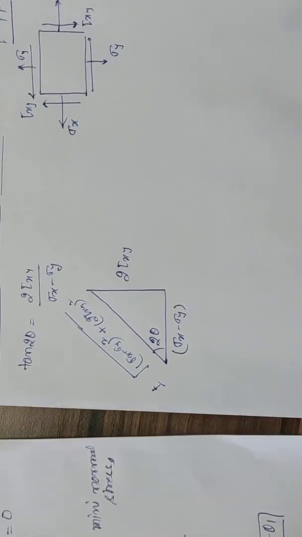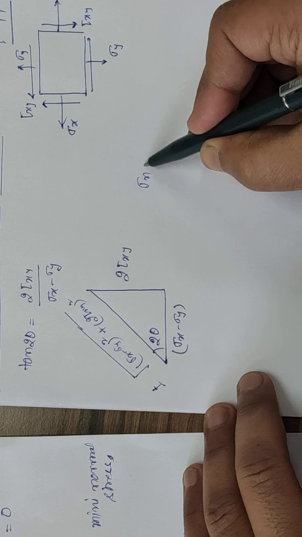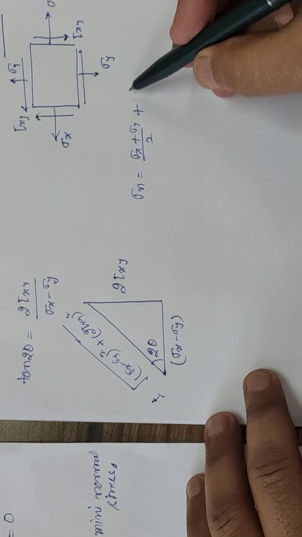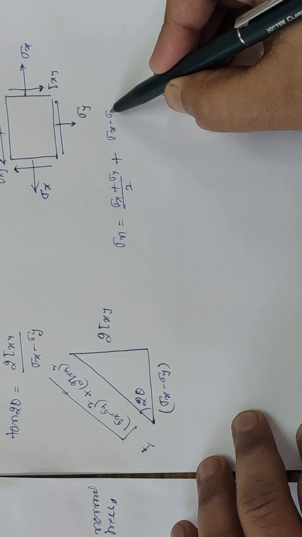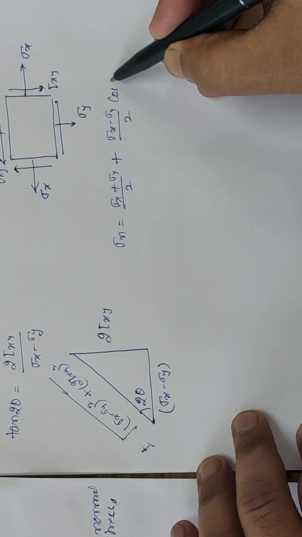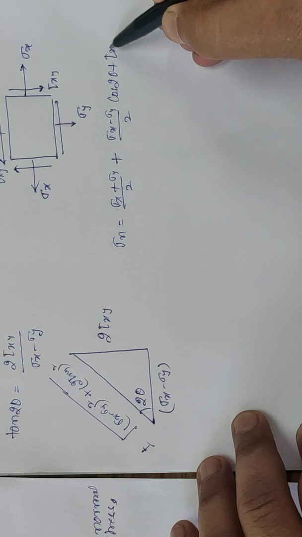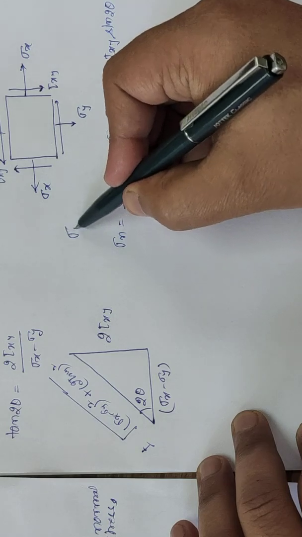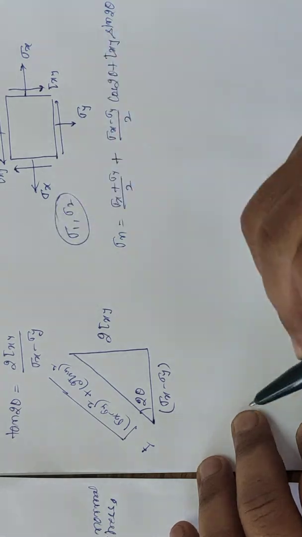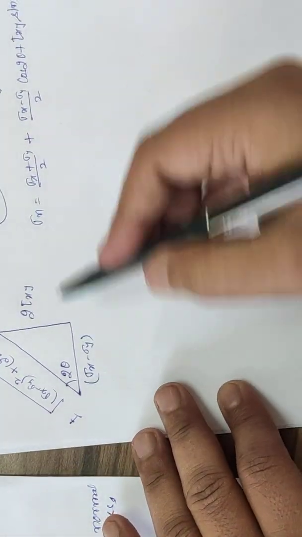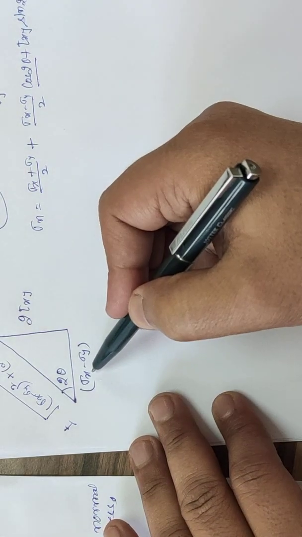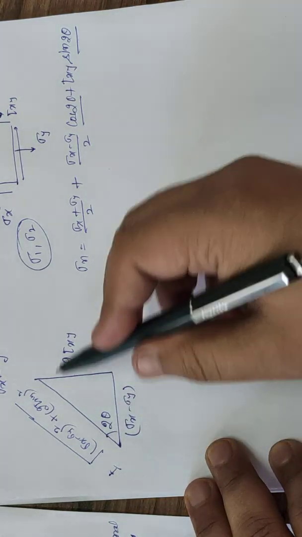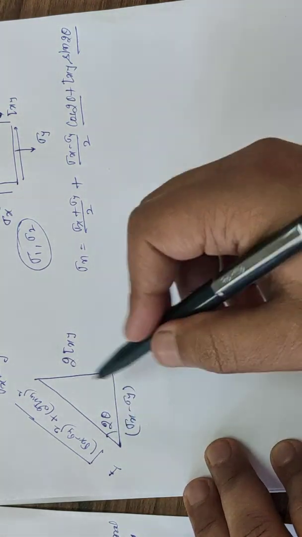Okay. Our basic formula for sigma n is (sigma x plus sigma y)/2 plus (sigma x minus sigma y)/2 cos 2 theta plus tau xy sin 2 theta. Now, we have to calculate sigma 1 and sigma 2 directly. So, we will calculate cos 2 theta from here, and sin 2 theta from here, because this right angle triangle is valid for the principal stresses.